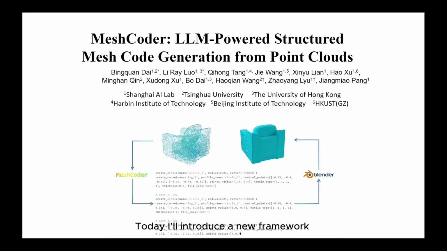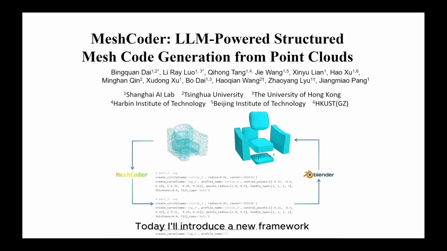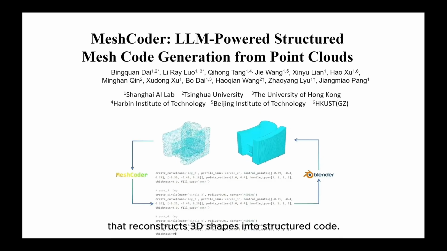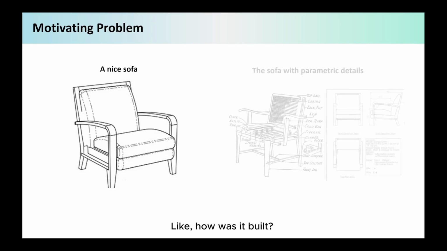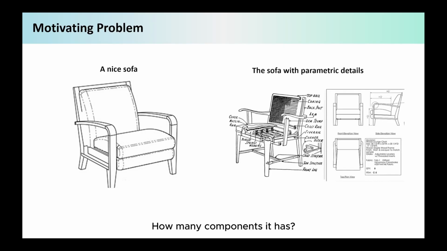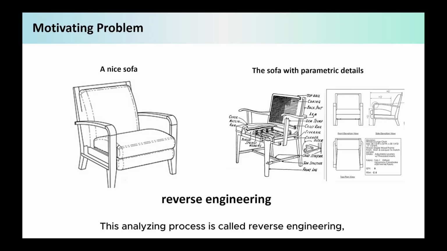Hi everyone, today I will introduce a new framework that reconstructs 3D shapes into structured code. Imagine you're a furniture designer and you came across a beautiful chair in the market. Naturally, you want to know more about this chair, like how it was built, how many components it has, detailed parameters, joint information, and so on, so you can rebuild it or even modify it. This analyzing process is called reverse engineering, uncovering an object's details.